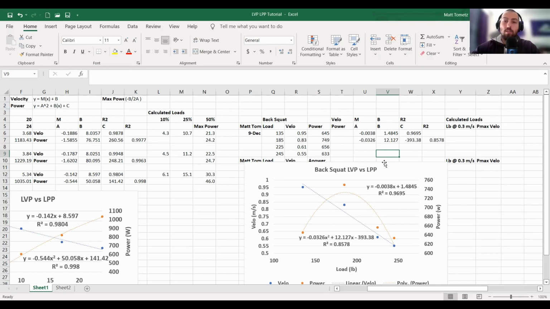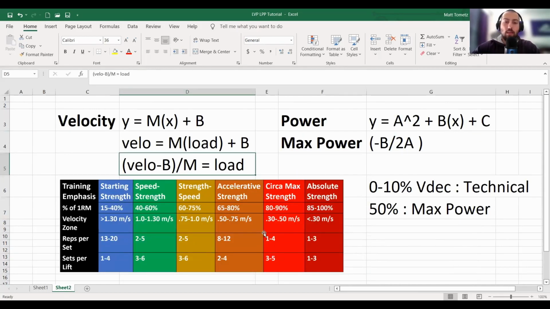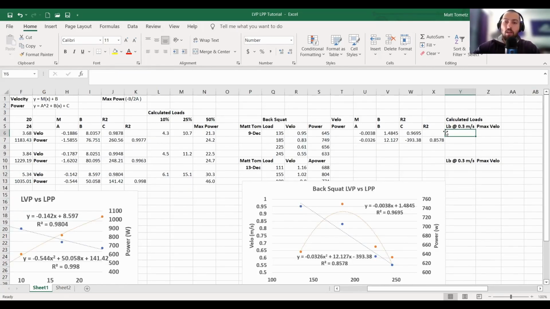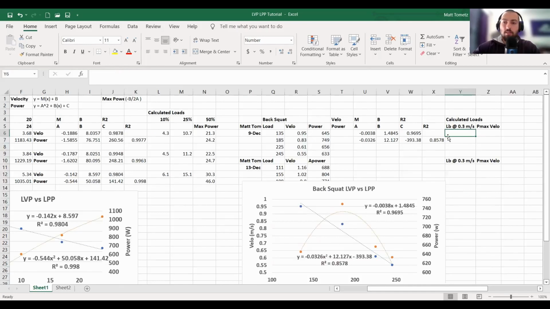So this is why you would do this. And this is a little bit more of turning it into action, okay? So here's my equations. So first, let's calculate our projected max. So let's say 0.3 meters per second, because if we go back over here, 0.3 is absolute strength-ish. So not perfect, but if I know I want to lift at 0.3 meters per second, 0.3 minus b divided by m is how many pounds, okay?